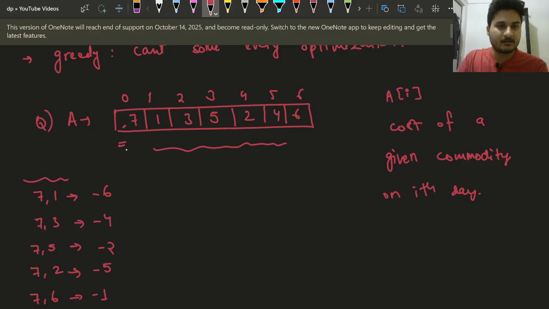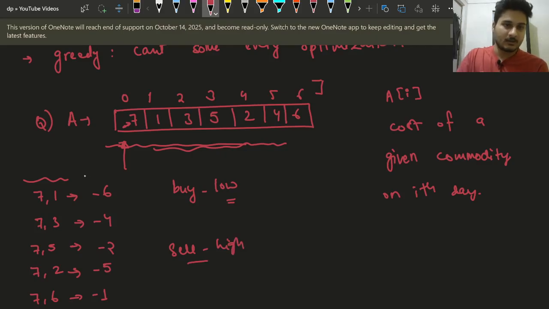But we see that 7 is your maximum. So if this is a list of this stock for 7 days, then obviously, since on the first day your stock price was maximum, you are not going to buy that day. You are obviously going to follow this approach where you buy low and sell high. So this is what we are trying to do.